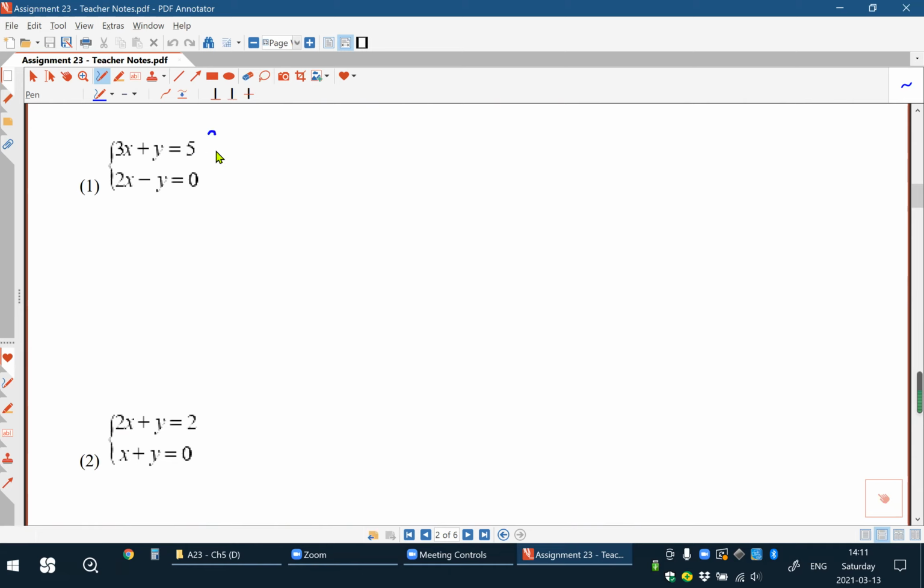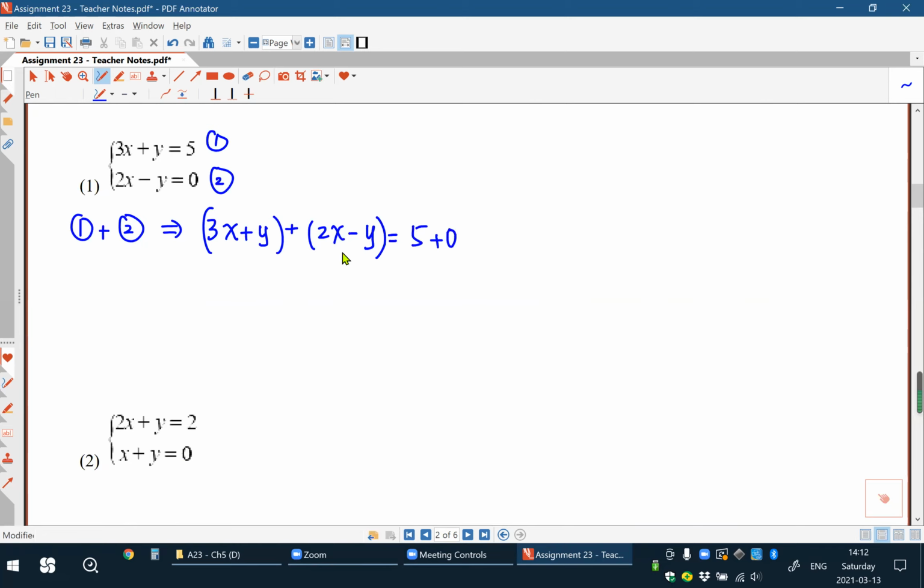Note that if we label these two equations here number 1 and number 2, we can just use number 1 added by number 2, right? And this will give you 3x plus x plus 2x minus y equals 5 plus 0, right? And this is 5x, y is cancelled, equals 5. And this means x equals 1, right?